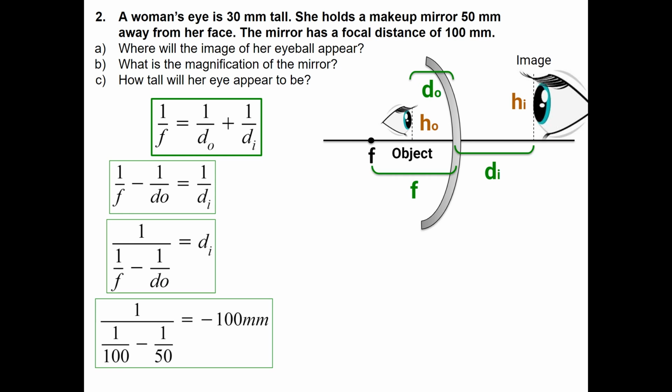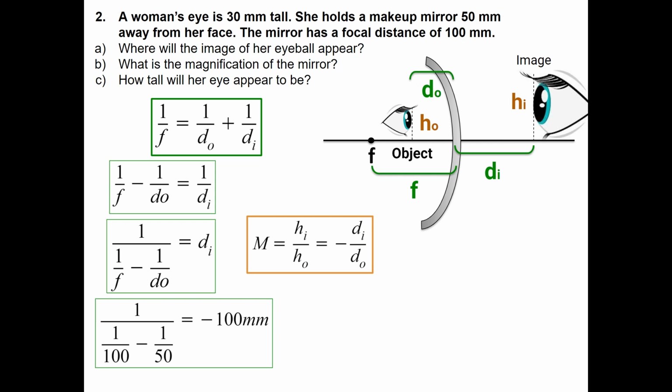Part B asks, what is the magnification of this mirror? So the magnification of the mirror, that's capital M. I don't see that in the diagram. That's because it's not usually drawn into diagrams. M is more like an idea of what the mirror is accomplishing. So capital M, or magnification, is equal to one of two things. We can either say it's HI over HO, or we can say it's negative DI over DO.